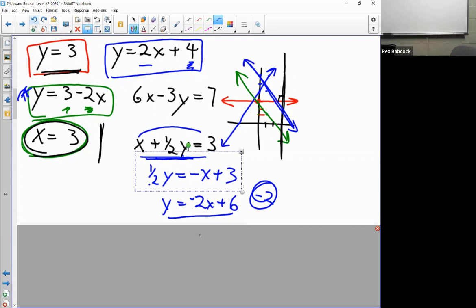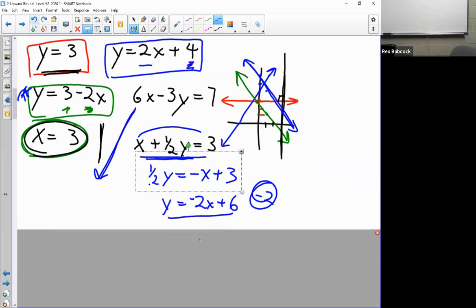Well, let's take a look at this last one here. Is it y equals? No. So I'm going to make it y equals. I'm going to subtract 6x to the other side, have a minus 3y equals minus 6x plus 7. Get rid of times 3, I'm going to divide by -3. Divide by -3, that's 2x. And divide by -3, which is -7/3. So this one hits at -7/3, that's about a -2.